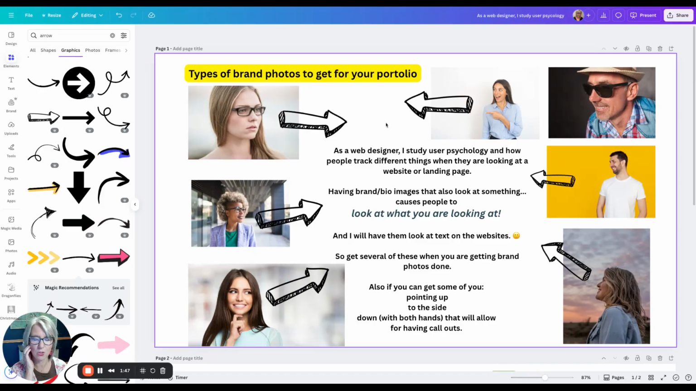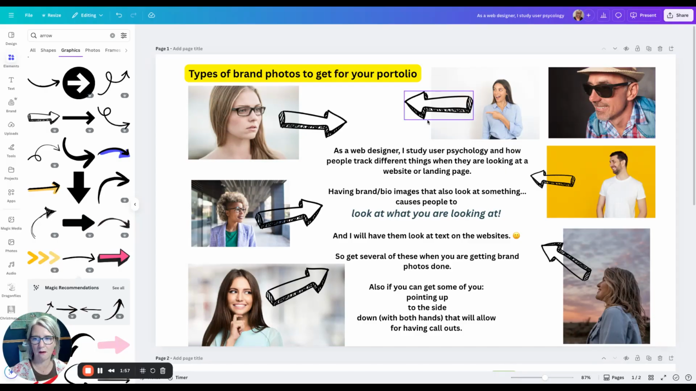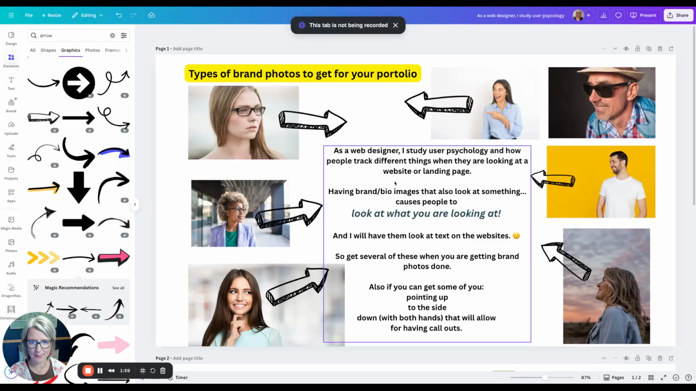Okay, so when you are taking brand photos, this was the whole point of this video: try to do some where you are looking off to the side. As a web designer, I study psychology and how people use websites, and I study heat maps, where they tend to stay. It shows me where they are on the website. Do they stay in the hero image? Do they scroll down? Where do they tend to linger?